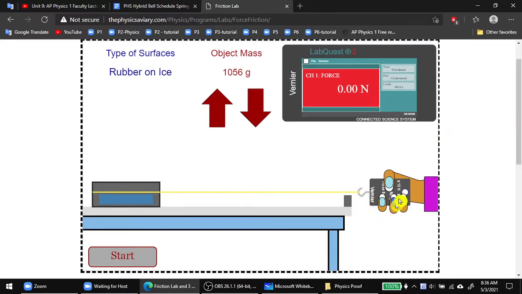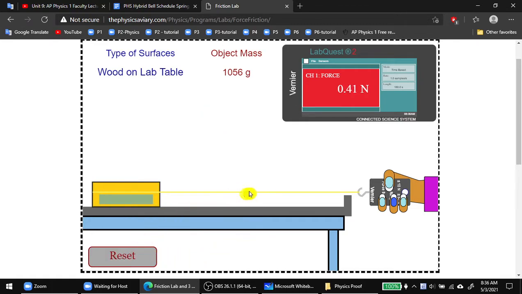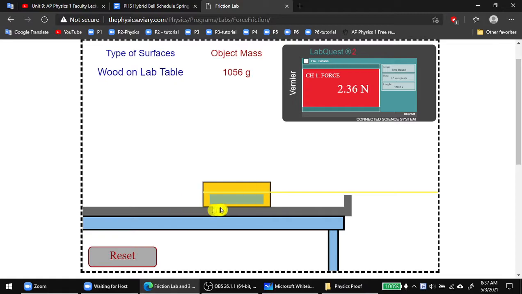You have force sensors, you have an object, we have the table, and you can decide which one. And the table and the object, they have friction. Let's see what's happening. At first it stayed at rest, then it moved at a constant speed.